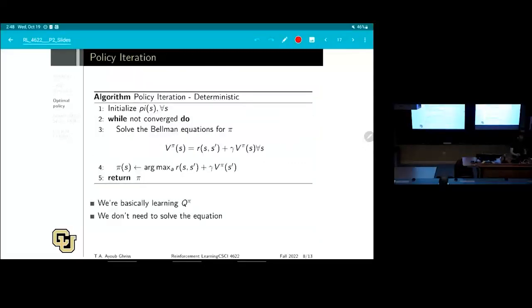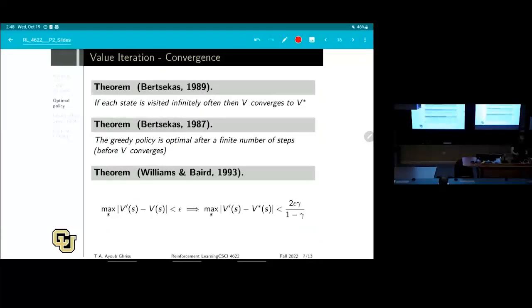All right. Before moving to policy iteration, I'm going to show you some examples and also answer some questions from last time. Any questions so far? Okay.